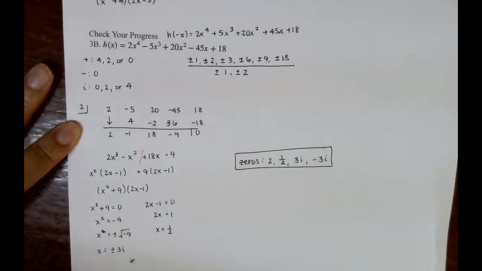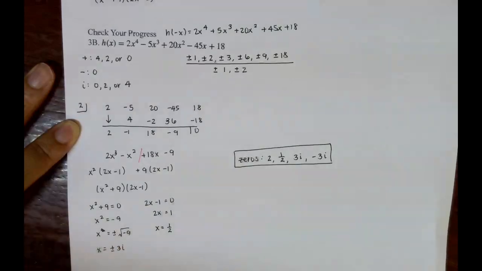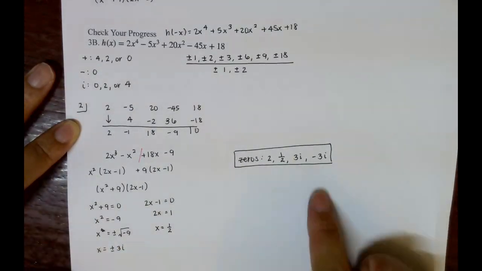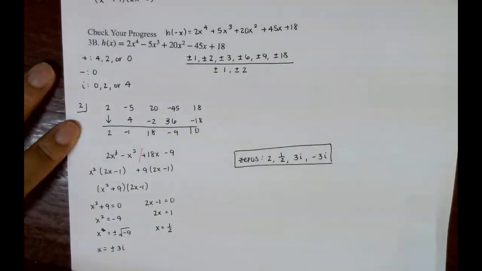Okay, so for your zeros, you should have gotten 2, 1/2, 3i, and negative 3i. If you got that, you can get started on the homework. If not, here's your explanation.